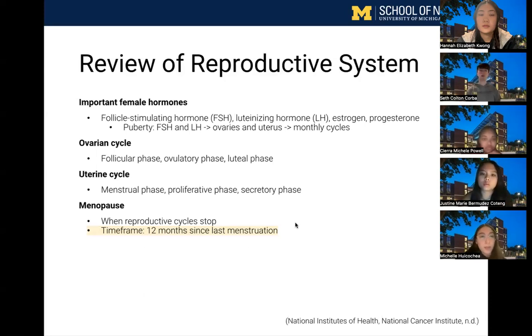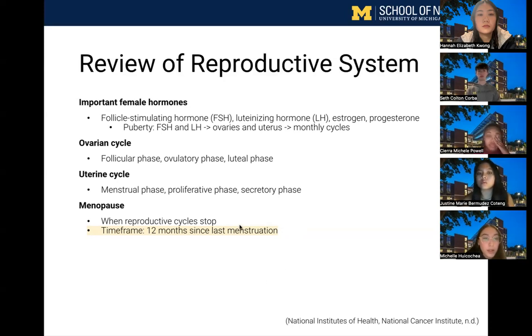All right, and then some important female hormones to know are the follicle stimulating hormone, also known as FSH, the luteinizing hormone, also known as LH, and then estrogen and progesterone. When FSH and LH are released at puberty, they affect the uterus and the ovaries, and they cause the monthly cycles to begin. These monthly cycles include the ovarian cycle and the uterine cycle.